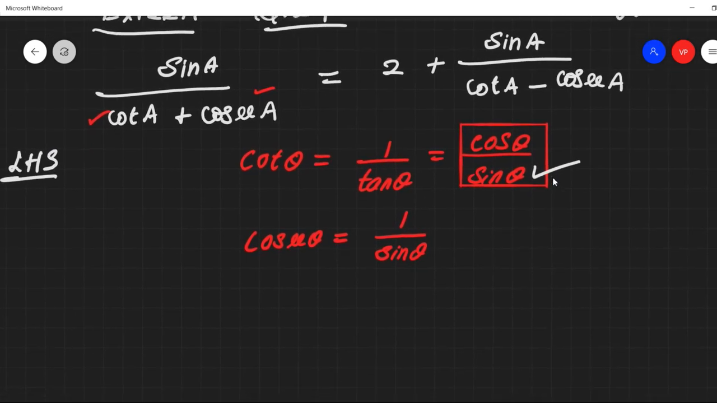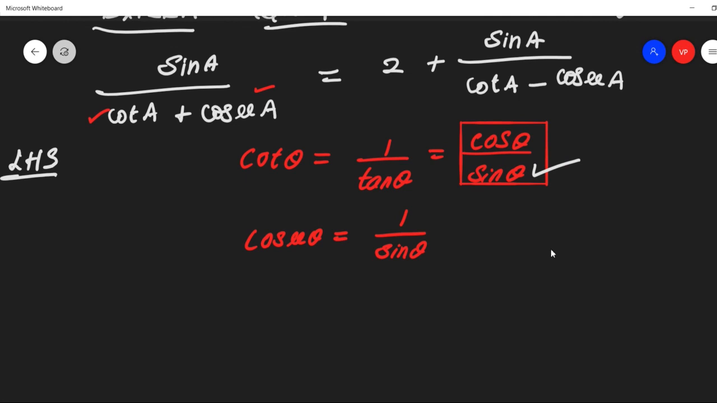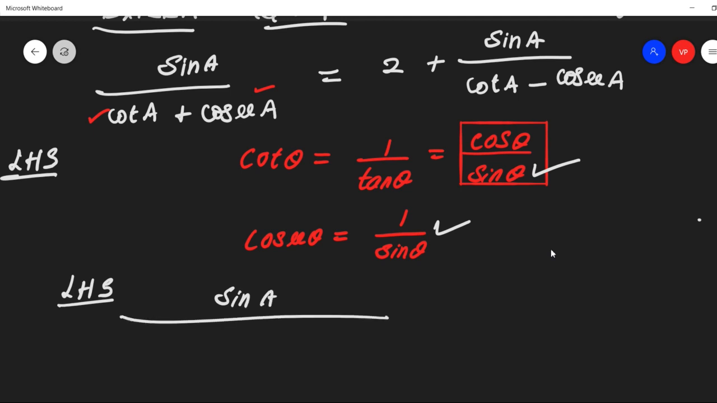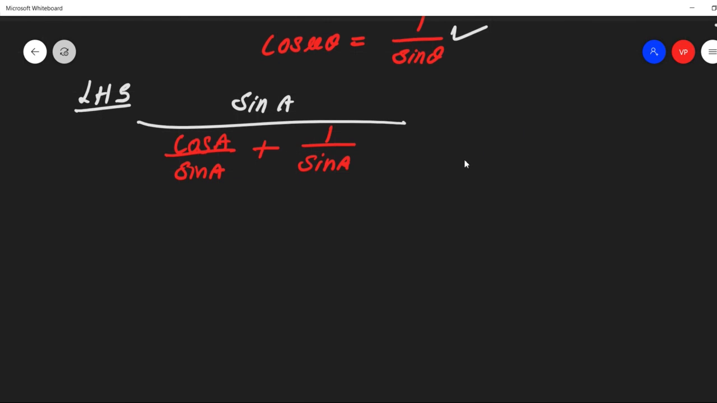So what is our LHS? This is sin A divided by cot A minus cosecant A. Cot theta can be written as cos by sin, and cosecant is the reciprocal of sin, so it is 1 by sin. We are going to substitute. What is our first step? Sin A divided by, for cot we write cos A by sin A, minus cosecant, that is 1 by sin A. This is the first step, students. Do you understand? We are just substituting the cot and cosecant.